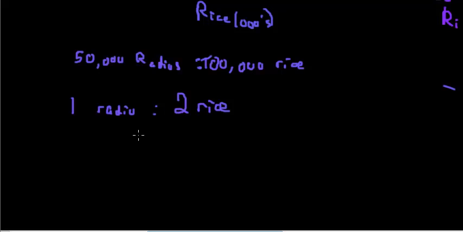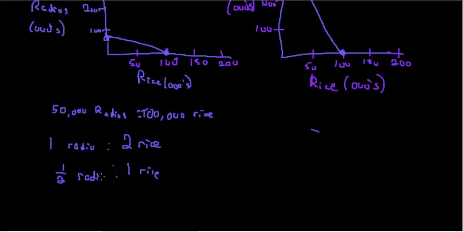Now you can do the same thing for rice and divide both sides by 100,000. So 100,000 divided by 100,000 would give us 1 pound of rice. So the opportunity cost of 1 pound of rice would be 50,000 divided by 100,000, which would give us 1/2 of a radio. Now let's do the same thing for Japan.